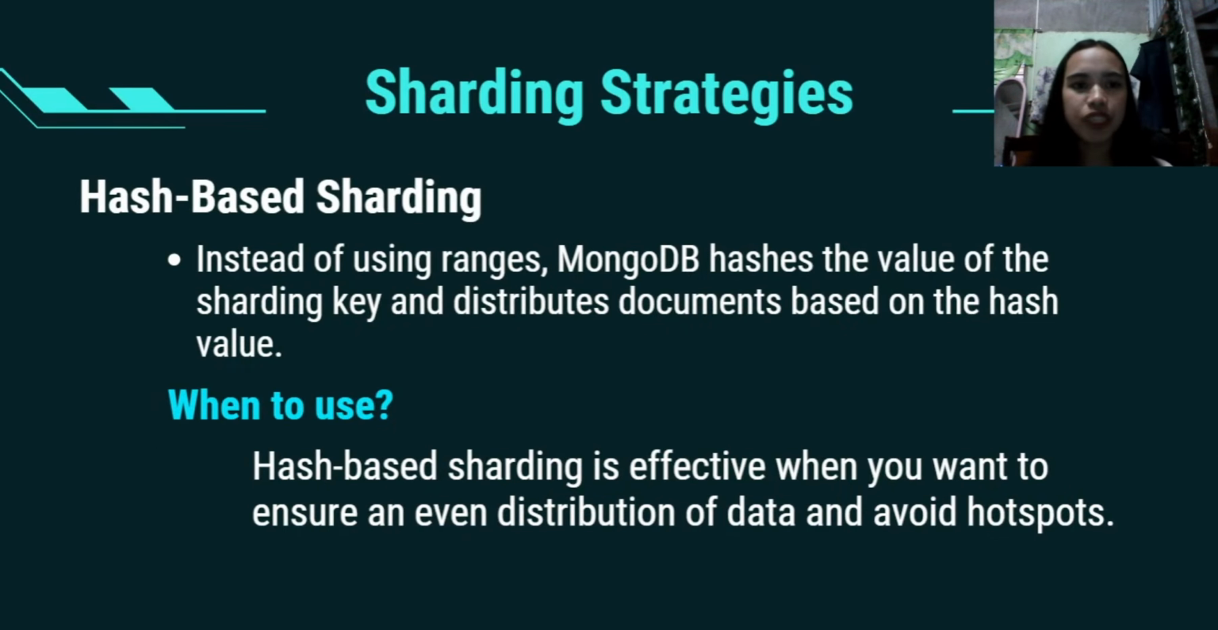Next one is hash-based sharding. Instead of using ranges, MongoDB hashes the value of the sharding key and distributes documents based on the hash value. This creates a random and even distribution of data across all shards. When to use? Hash-based sharding is effective when you want to ensure an even distribution of data and avoid hotspots. It's useful when your dataset does not have a natural ordering.